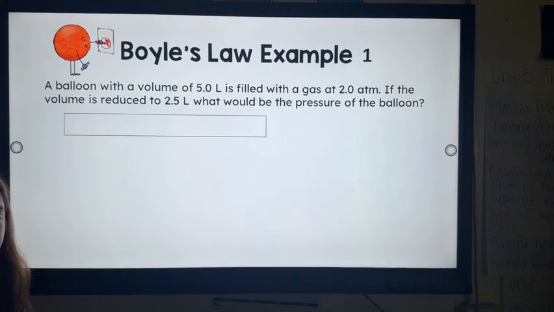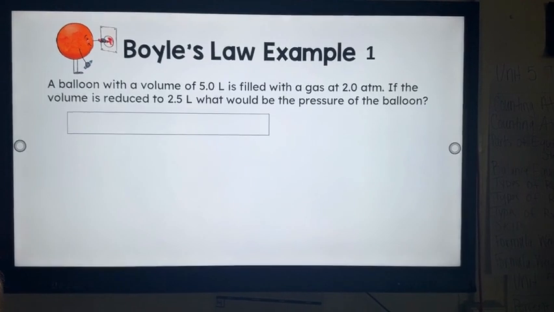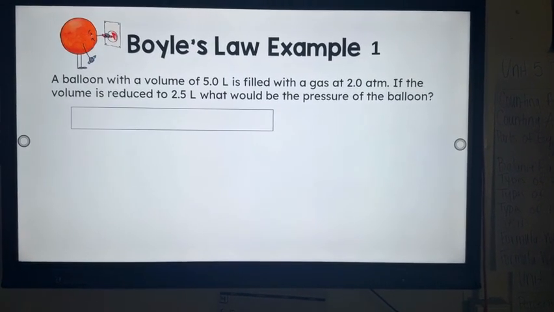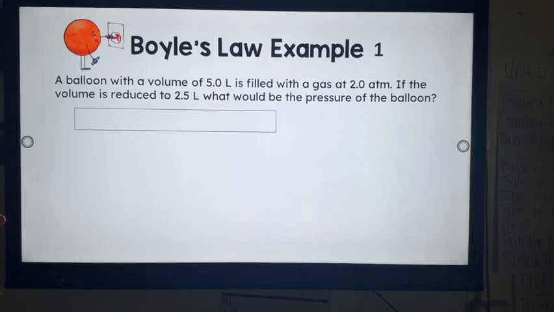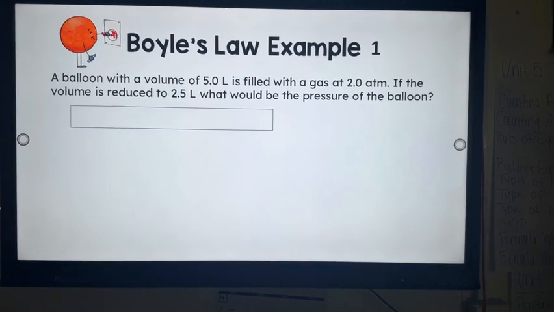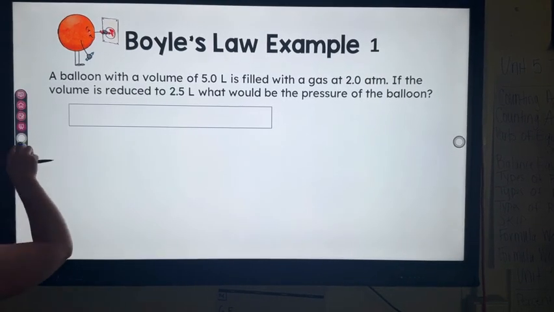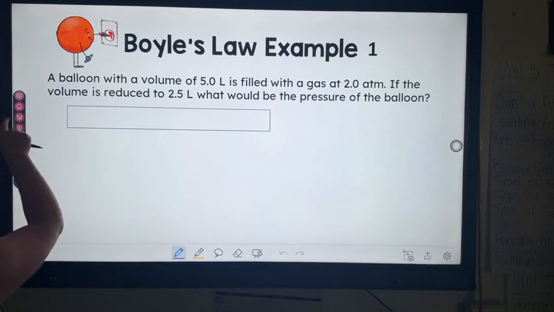All right, let's go ahead and do a couple of practice Boyle's problems. The first example is a balloon with a volume of 5 liters filled with a gas at 2.0 atmospheric pressure. If the volume is reduced to 2.5 liters, what would the pressure of the balloon be? So let's go ahead and list our variables.